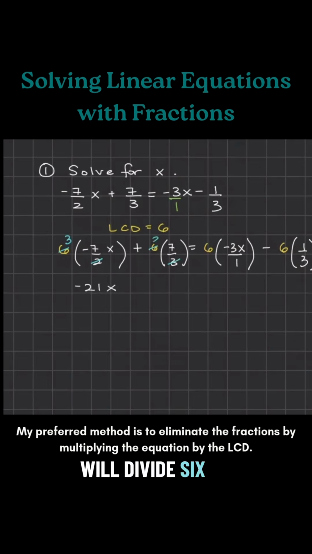So here 3 will divide 6, that'll give you a 2. 2 times the 7 is 14. And on the right side, we'll just get -18x. And then here 3 will divide 6 and we'll make that 2. And so 2 times 1 will have a -2.